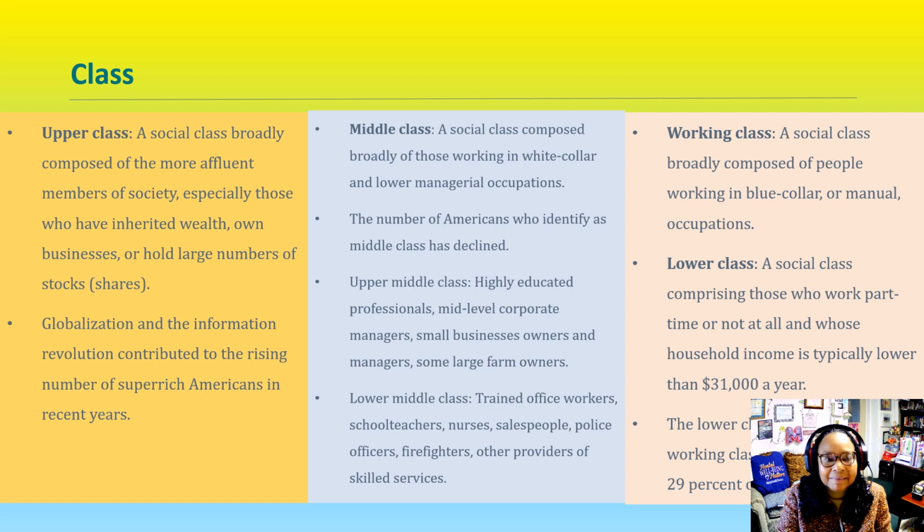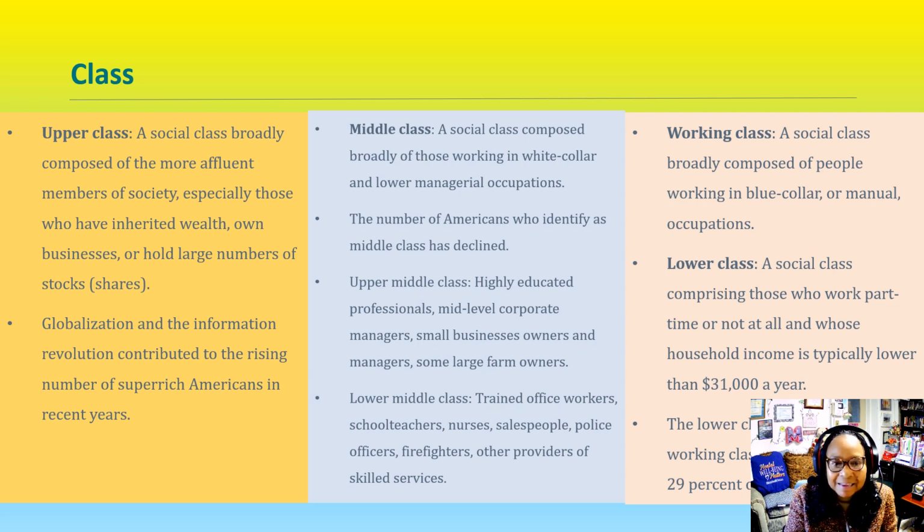The upper class is a social class broadly comprised of the more affluent members of society, especially those who have inherited wealth, own businesses, or hold large numbers of stocks. Globalization and the information revolution contributed to the rising number of super rich Americans in recent years.